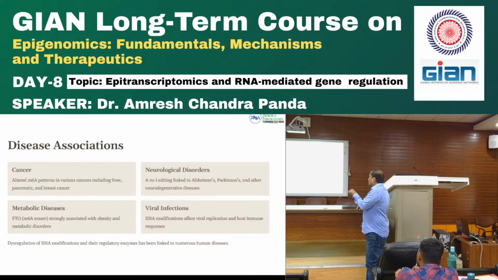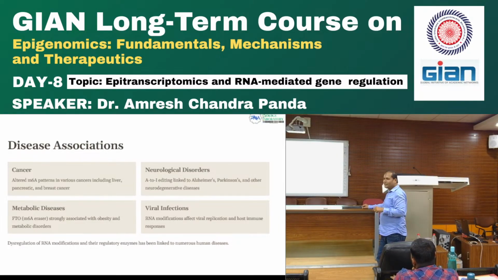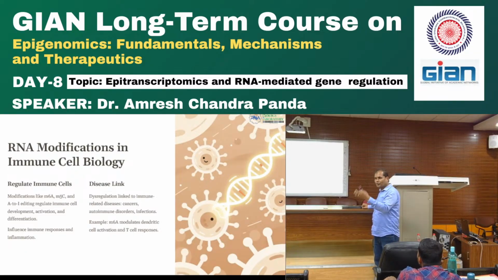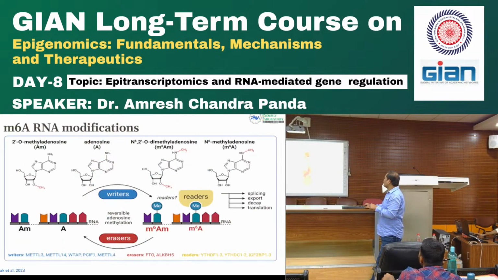So cancer, neurological disorder, metabolic diseases, and viral infection. All those are affected with RNA modification, which are known for the dysregulation. And also RNA modification leads to immune cell function, because you are changing the mRNA expression or the protein expression, you are basically changing the activity of the immune cells, and that also affects the immune response.